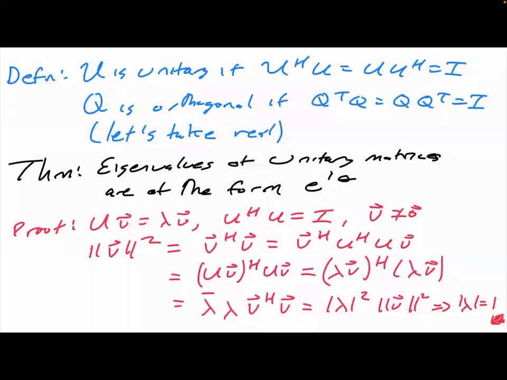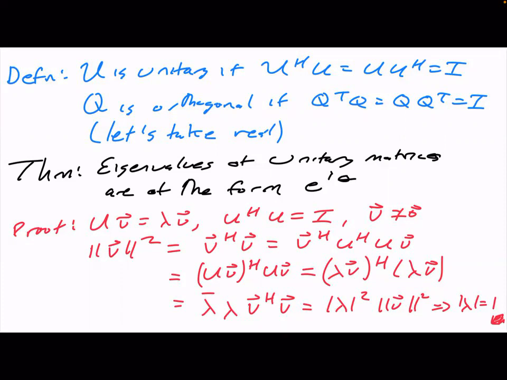So if I look at the length of V squared, it's V Hermitian V, which is the same as V Hermitian U Hermitian U V, because U Hermitian U is the identity. Well, V Hermitian U Hermitian is just the Hermitian of U V. And U acting on V, because V is an eigenvector with eigenvalue lambda, is going to give lambda bar. Similarly, U acting on V is just going to be lambda V. And so we get lambda bar lambda V Hermitian V, and that has to be equal to the length of V squared.